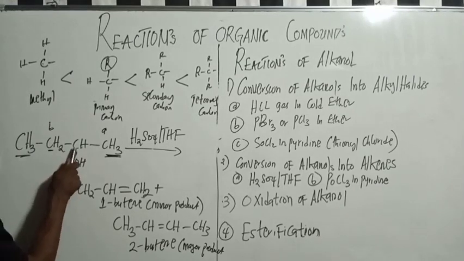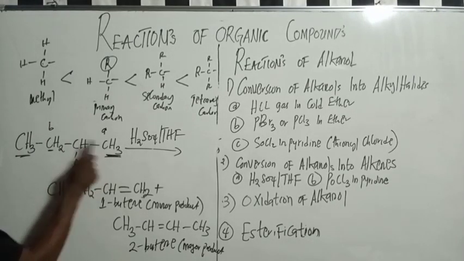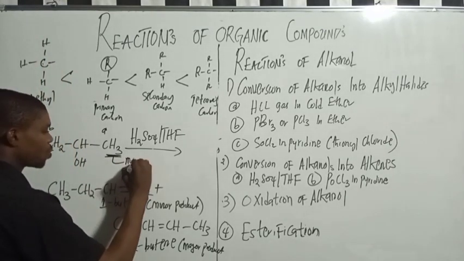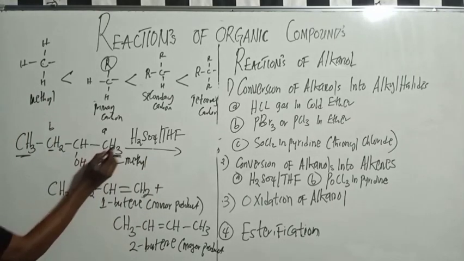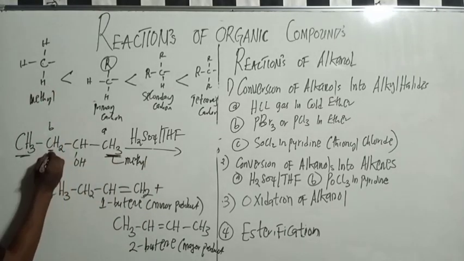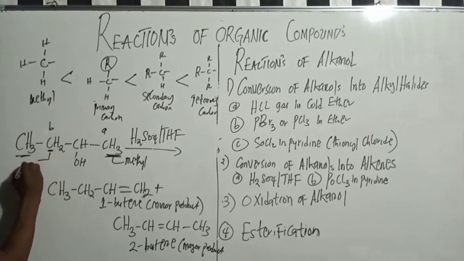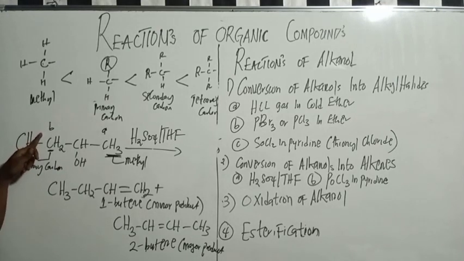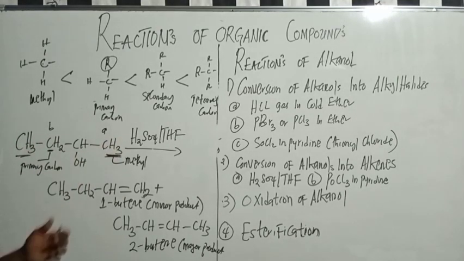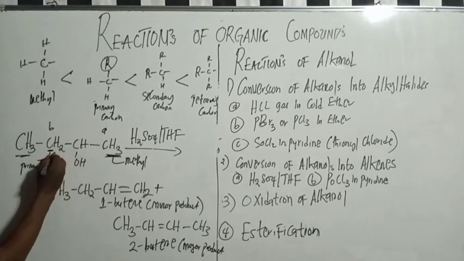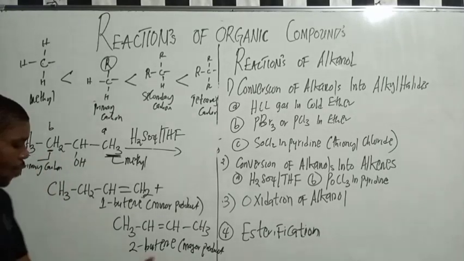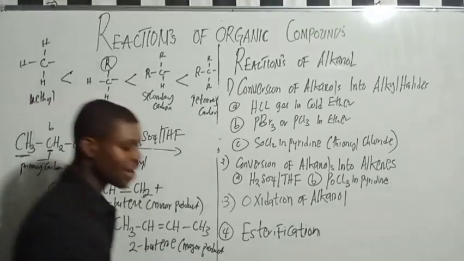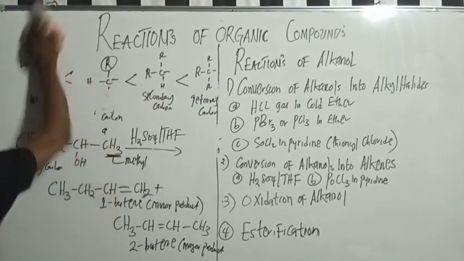If you look at this carbon atom here, it is attached to two carbon atoms, right? This one is CH3, just a methyl group, a carbon that has three hydrogens. If you look at this one here, it is a primary carbon. A primary carbon is more stable than the methyl. That is why the hydrogen is preferably removed from this point here. So that's why we have 2-butene as the major product. Do you understand? Let's look at another one so you understand very well.